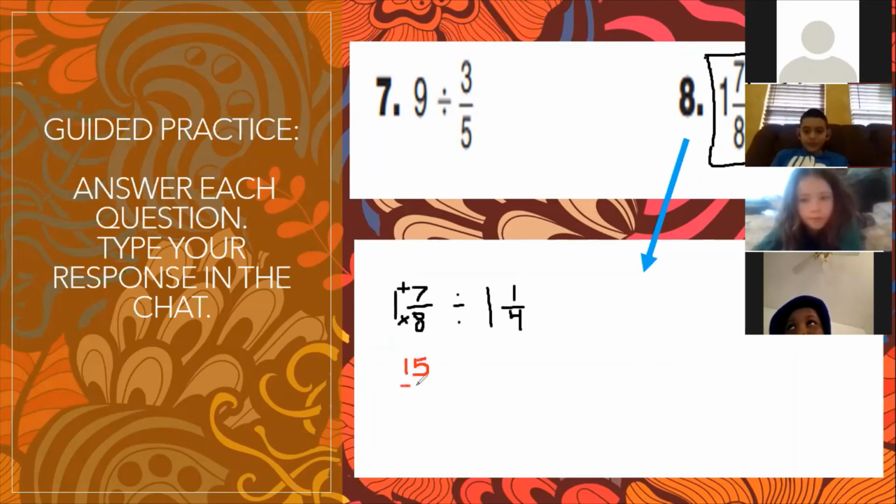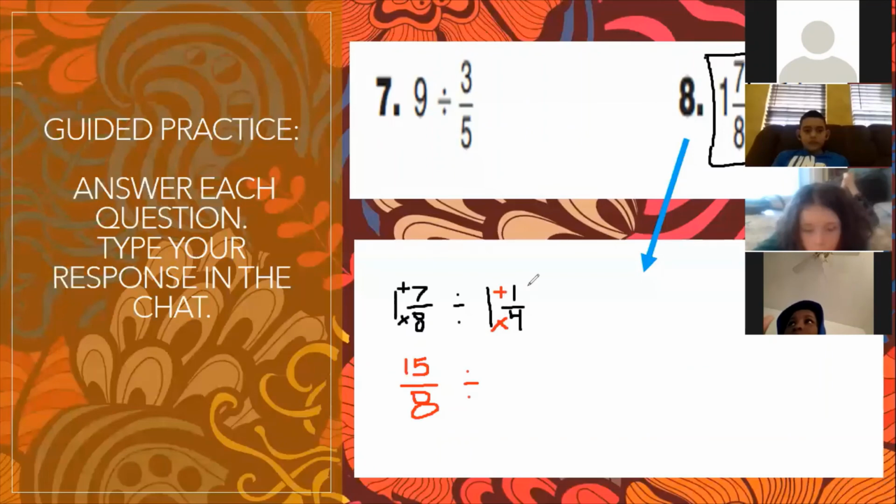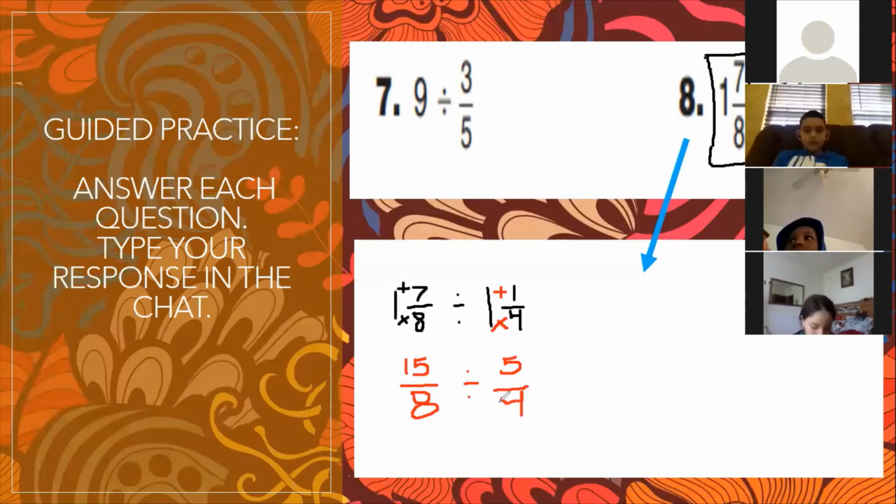How do I change the second fraction to an improper fraction? Good, so we need to do the denominator times the whole number plus the numerator. 4 times 1, everybody? 4. Plus 1? 5, so we have 5/4. So now I want you to use your keep, change, flip method and solve this problem. I'll give you 2 minutes, okay?